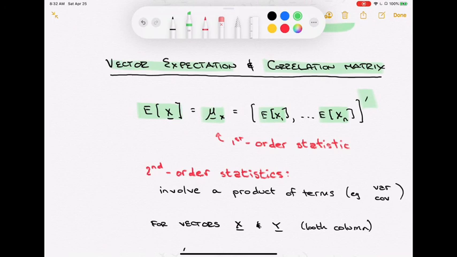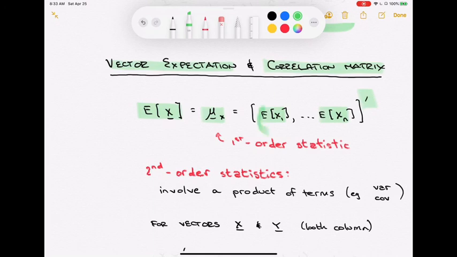So first order statistic. We've seen that univariate, and we've seen that bivariate case, and now it's just an n variable case. So we get an n dimensional column vector coming out. Expectation of a vector x gives us just a vector of expectations. So the individual means, you could get this from the marginal distributions from x1 through xn, right?